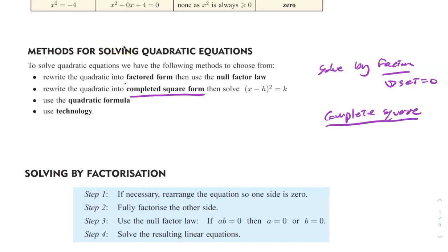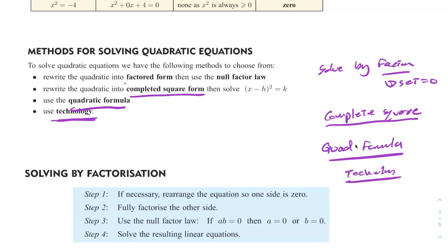There's the quadratic formula, which also always works, and it's always about the same level of difficulty. And then there's also using technology, which we'll focus on in the next couple lessons. So there are generally four different ways to solve a quadratic equation. You can solve by factoring, you can complete the square, you can solve by using the quadratic formula, or you can solve by using technology.